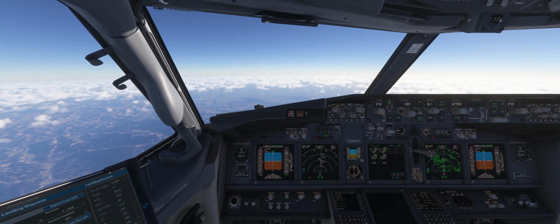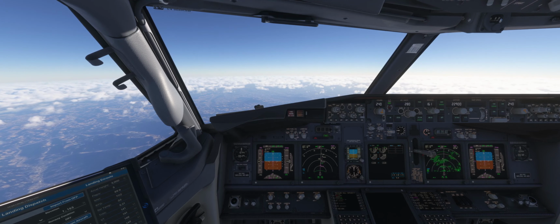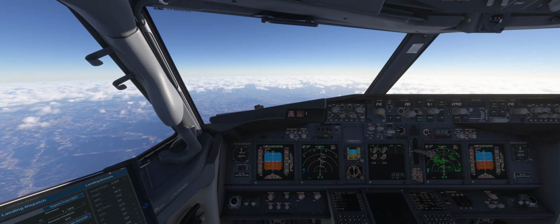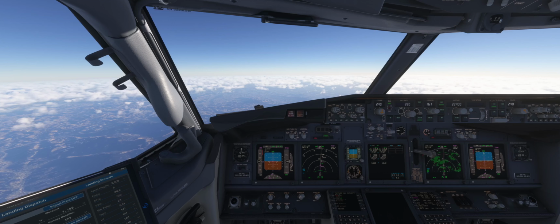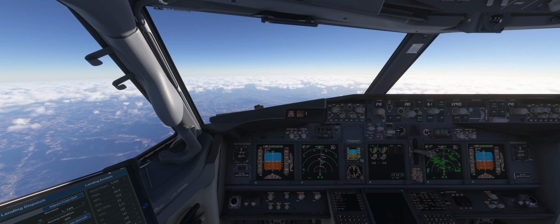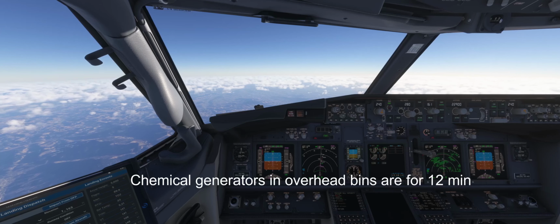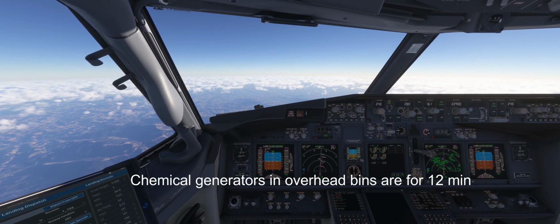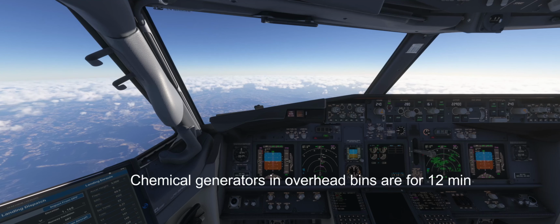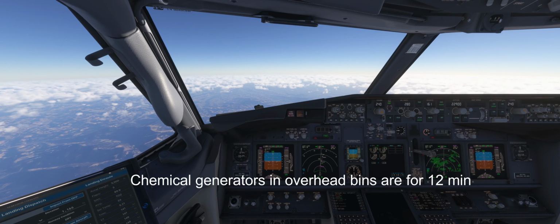We hurry up only because for the passengers, each row has a chemical generator, and this generator duration is approximately 12 minutes. That's why we are rapidly descending, and that's why it is called emergency descent.